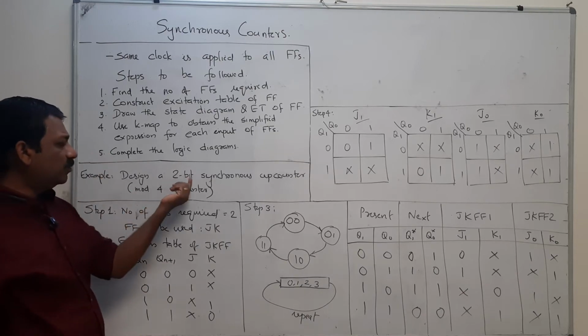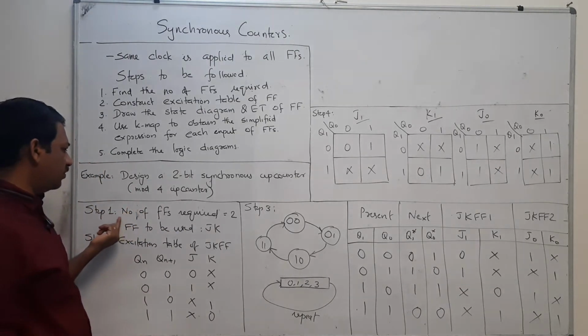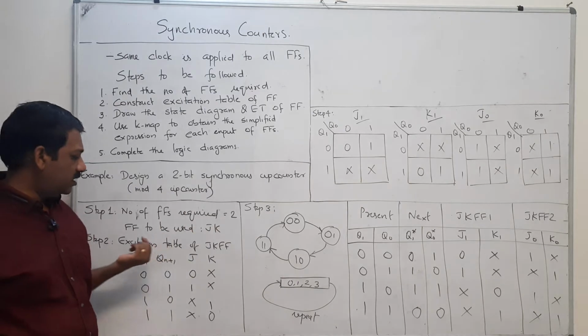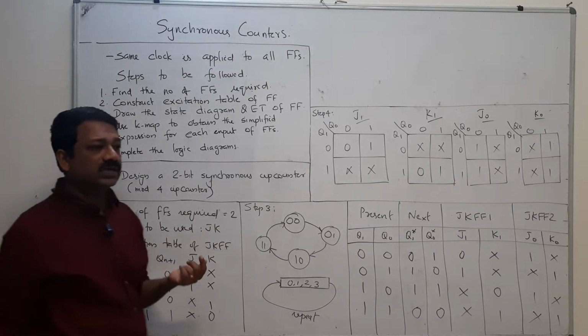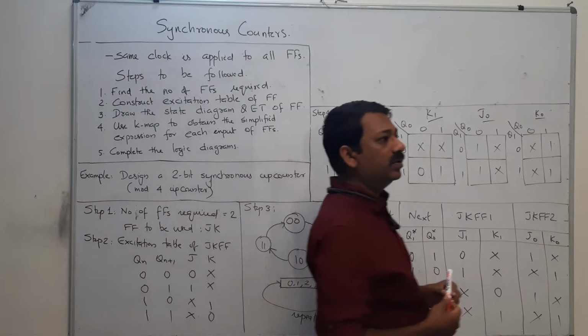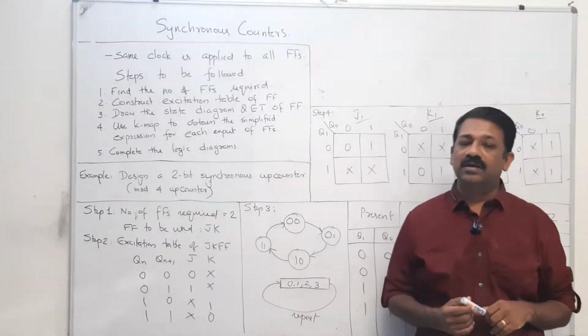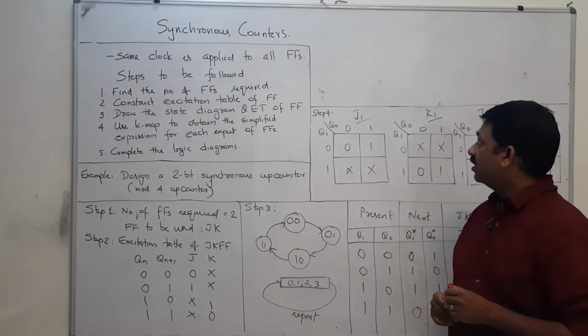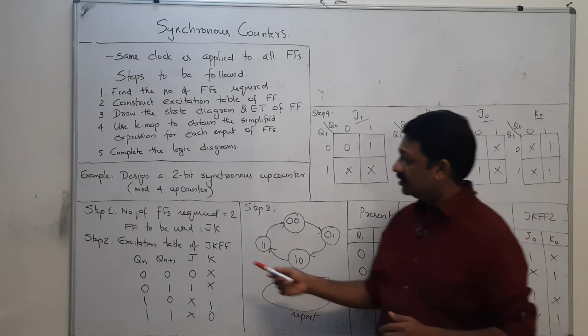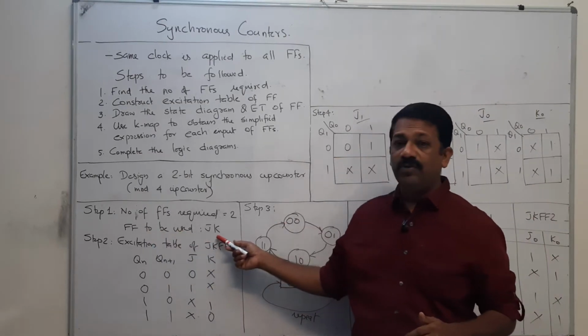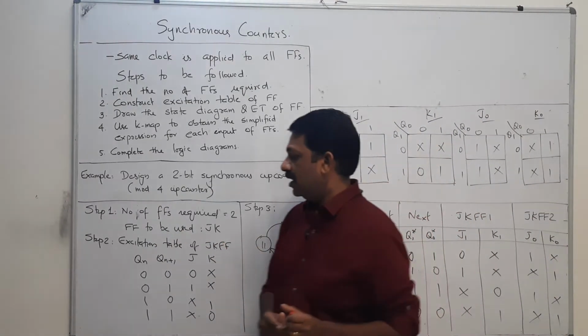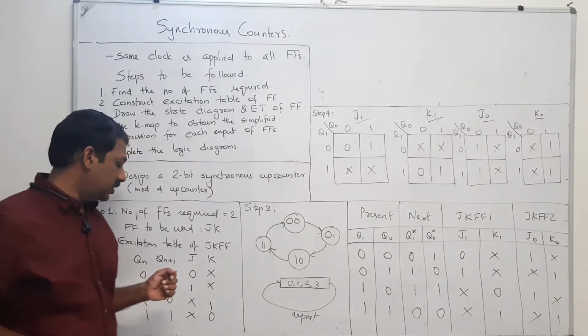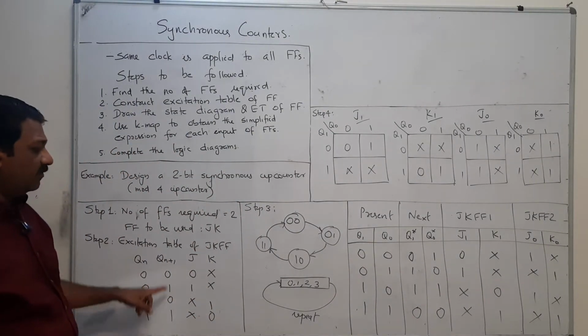Now as it is a 2-bit counter, you need only 2 flip flops. The number of flip flops required is 2, and as it is an up counter, we are going to use negative edge triggered flip flops, and the flip flop used is the JK flip flop. And as I told you earlier, this is the excitation table of the JK flip flop.